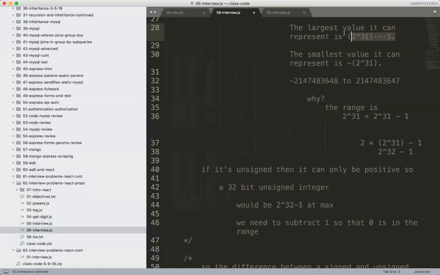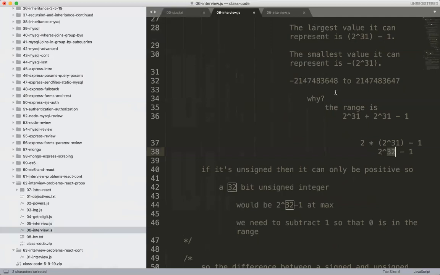I mean, I'm sorry, the highest it can be is 2 to the power of 31 minus 1, and the smallest it can be is negative 2 to the 31. And if you add up all these numbers, you get 2 to the 32 minus 1, right? That's where the 32 is. You have 32 bits. If you have a 32-bit signed number, the range is going to be 2 to the 32 minus 1.